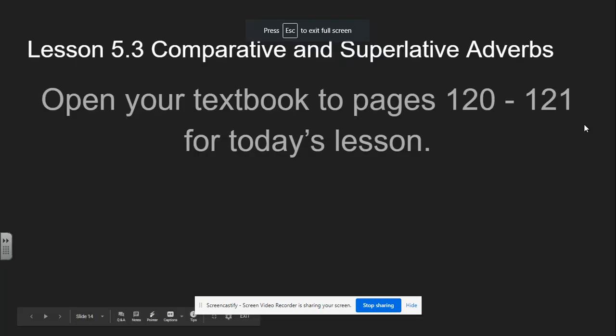Good morning, sixth grade. This is episode 3 of English Class 2020. This is the start of lesson 5.3, Comparative and Superlative Adverbs. You will need to open your textbook to page 120 and 121 for today's lesson.